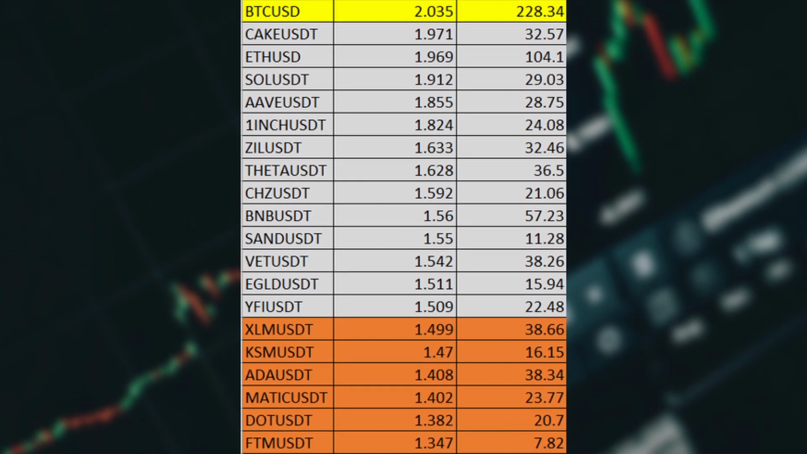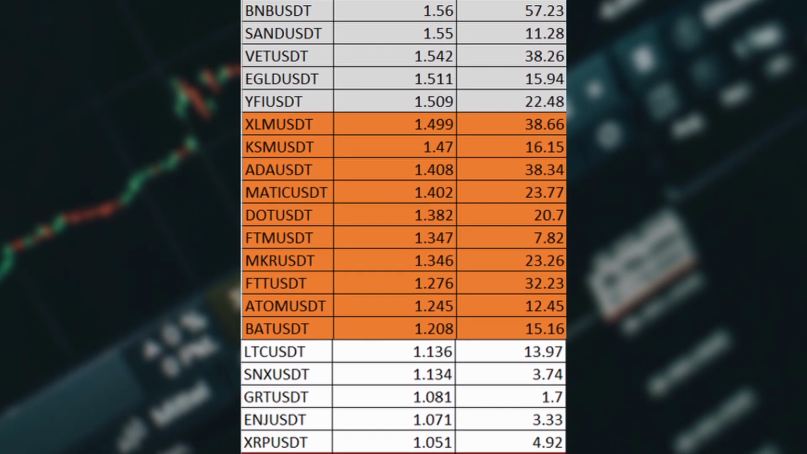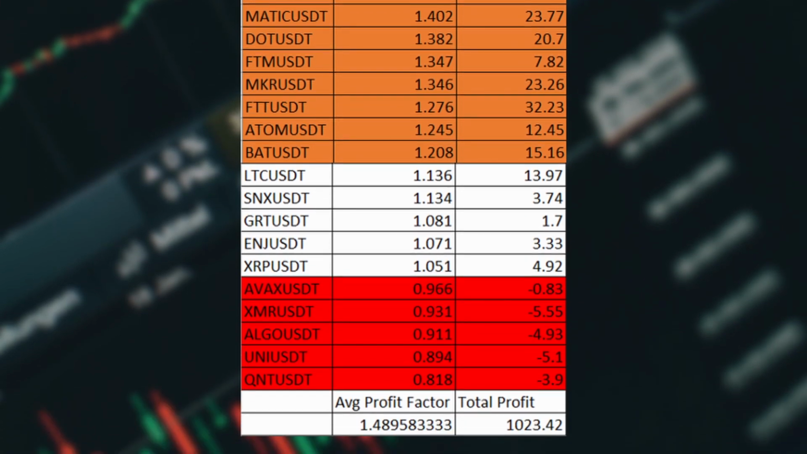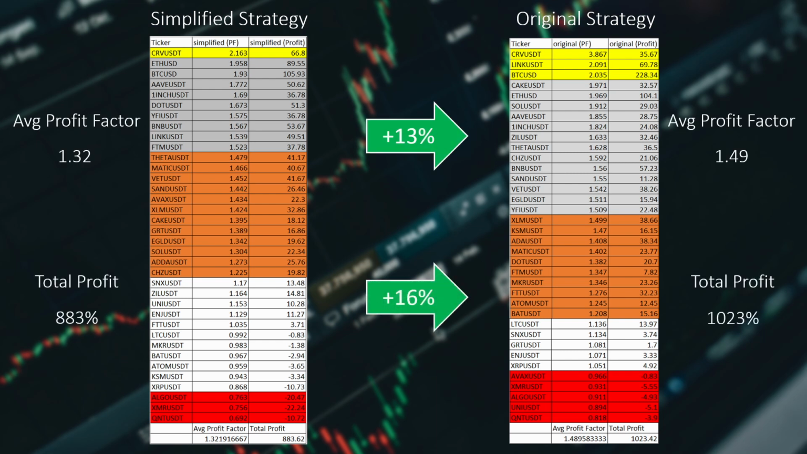This strategy was profitable on 31 pairs out of the 36, therefore we only had 5 losing pairs, which is less than the simplified strategy by 4. The average profit factor is now 1.48 and the total net profit is over 1000%. Compared to the simplified strategy, the average profit factor is 13% better and the total net profit is 16% better.